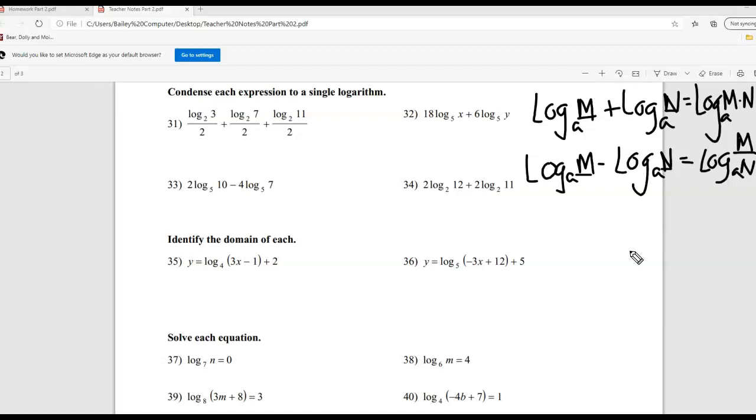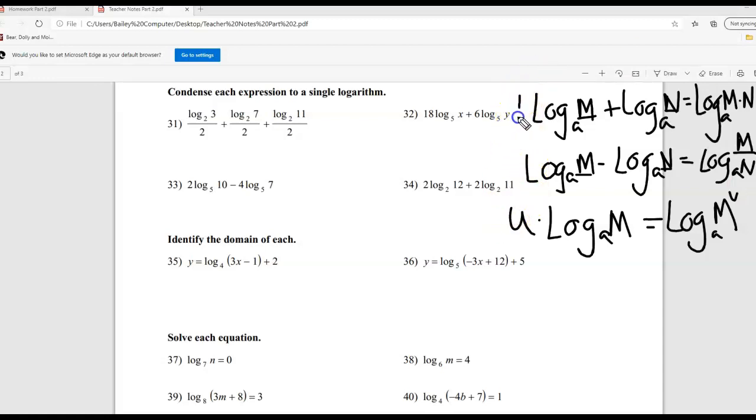The last thing is if you ever have a log that's being multiplied by something, like let's say u times, right? You could rewrite that as the same exact expression, really, but instead of putting the u as a multiplier in the front, you make that u become a power of the argument.